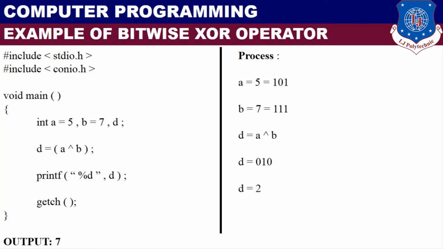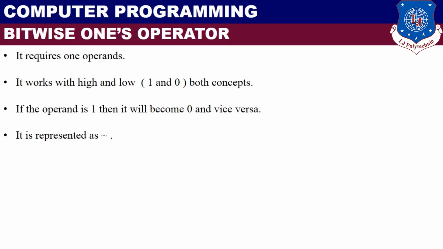So we saw the binary bitwise operators: bitwise AND, bitwise OR and XOR. Now let's understand the unary operators: ones complement, shift left and shift right.